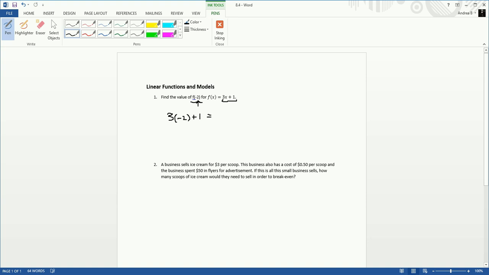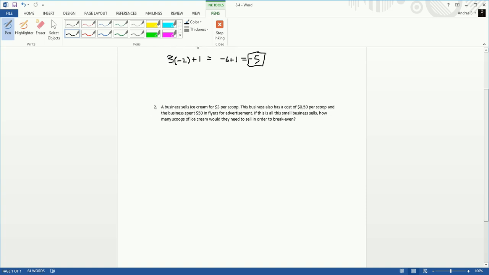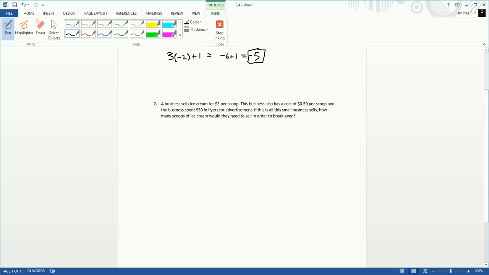So here, if we do this, order of operations, remember, it shows that we have to multiply first. So we get negative 6 plus 1. So our final answer here for f of negative 2 is negative 5. So anytime you have that function notation, whatever value is in there for x, you plug into x in your function.